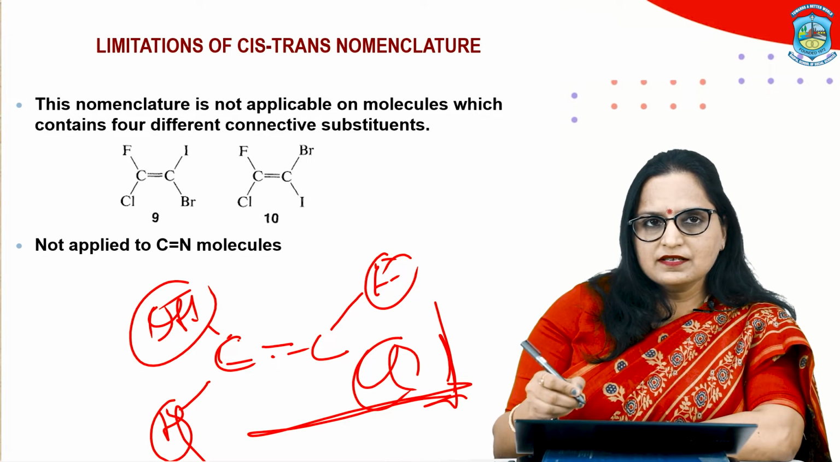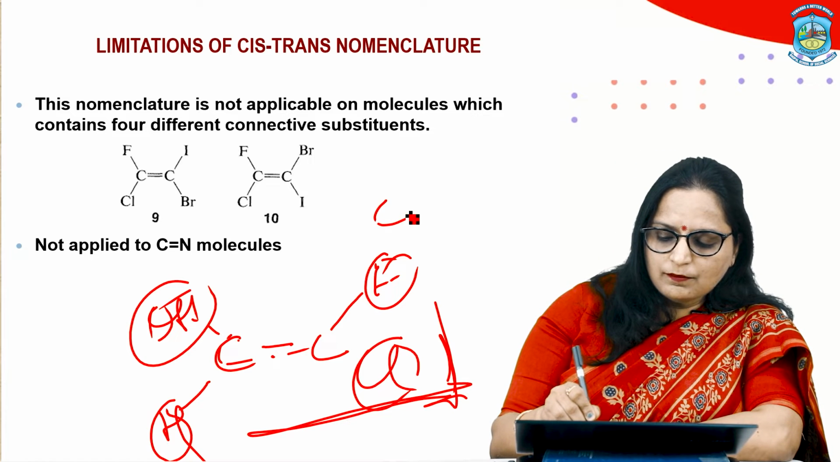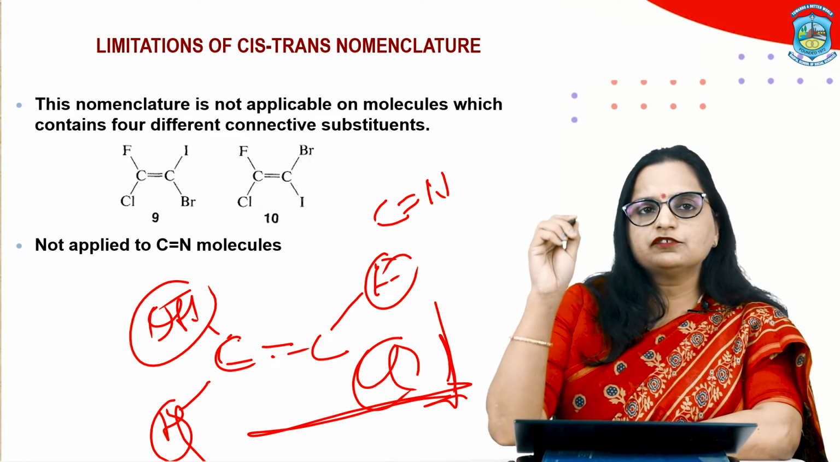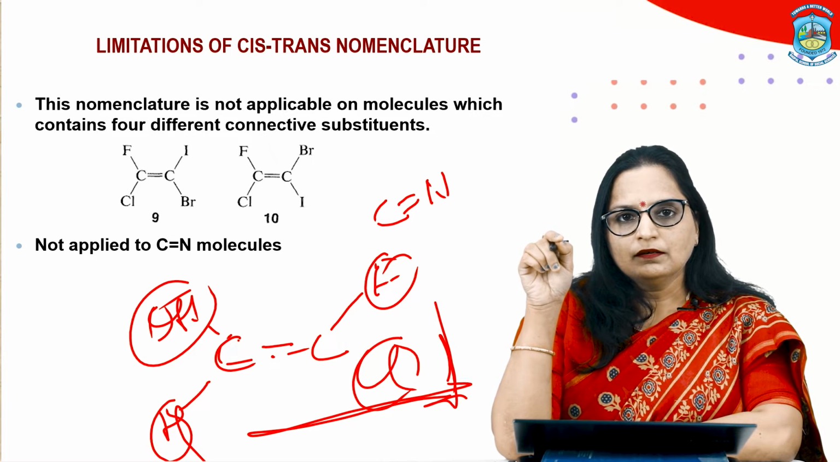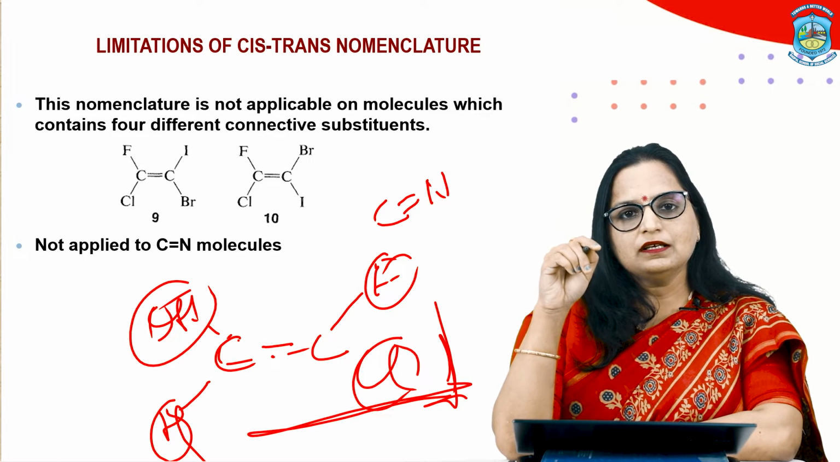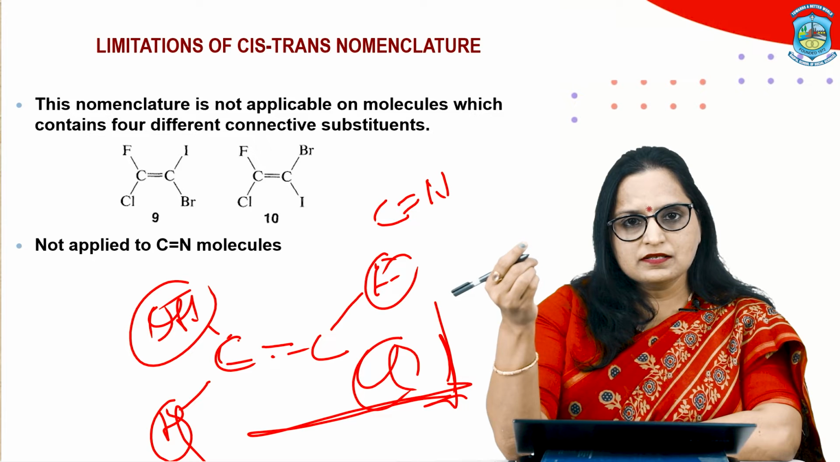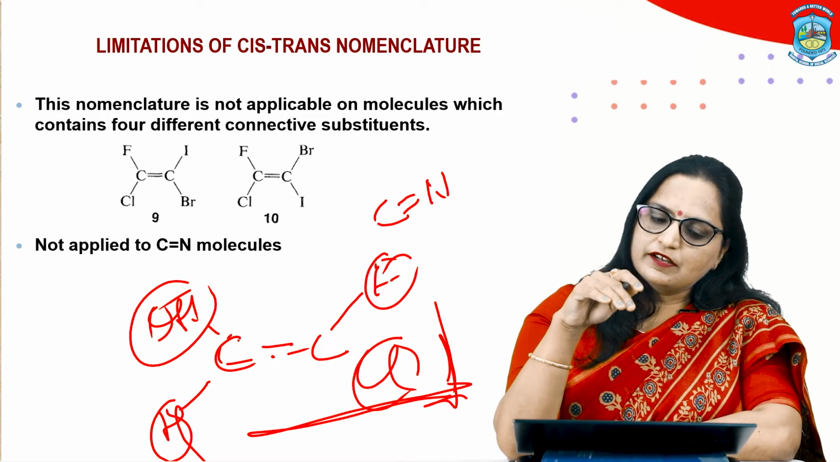Second important factor is that cis and trans nomenclature do not discuss anything about those molecules which do not have a carbon double bond carbon. How are we going to assign them cis or trans, or how are we going to distinguish between their geometrical isomers?